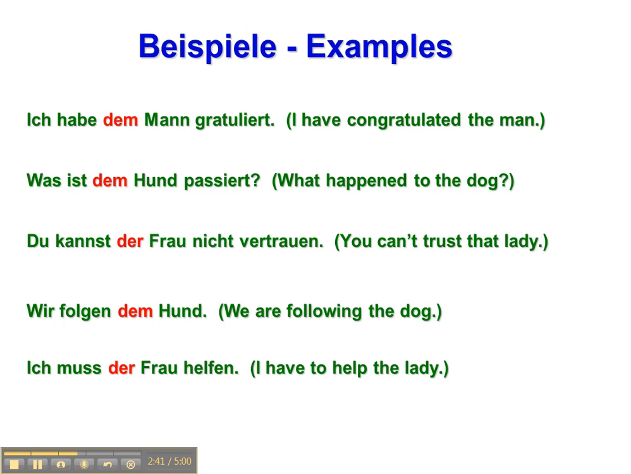For example, ich habe dem Mann gratuliert. Was ist dem Hund passiert? Du kannst der Frau nicht vertrauen. Wir folgen dem Hund. Ich muss der Frau helfen.